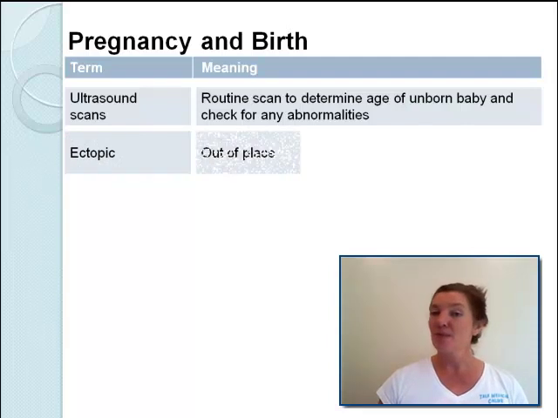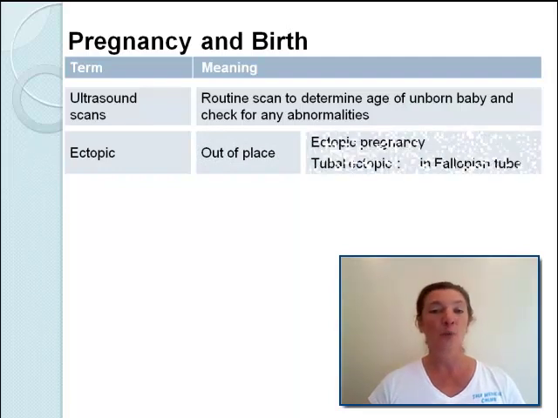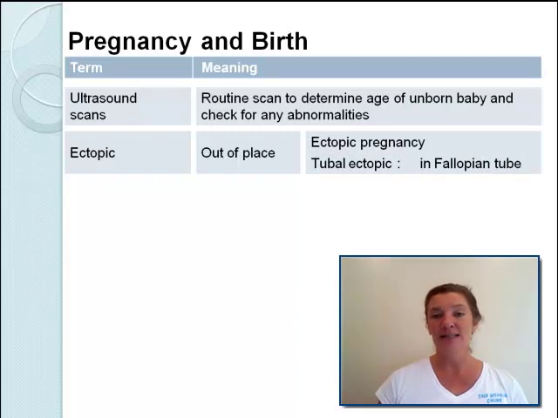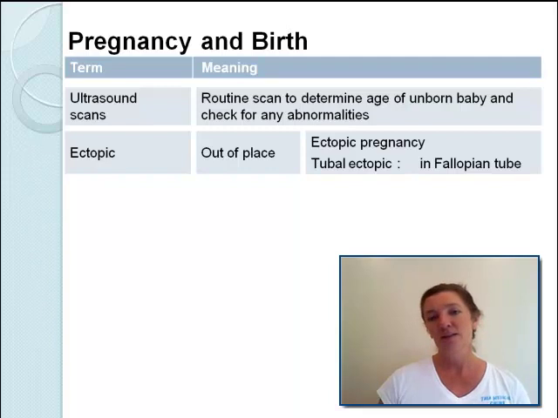Ectopic is a term that means out of place. It's not normal, and some women may have what's called an ectopic pregnancy. When an egg becomes fertilised, it should embed itself in the uterus, in the endometrial lining. For some people, however, the egg may embed itself in the fallopian tube, and this would be called a tubal ectopic. So it's a fallopian tube pregnancy, and this can be very dangerous.